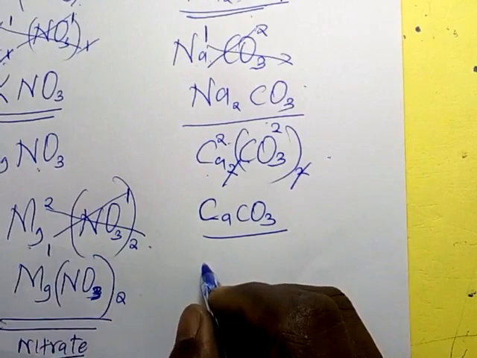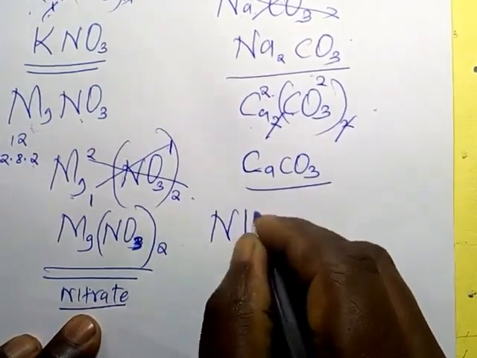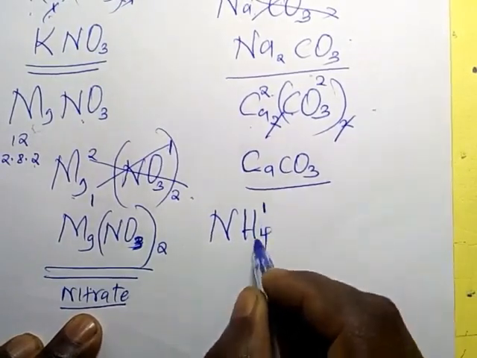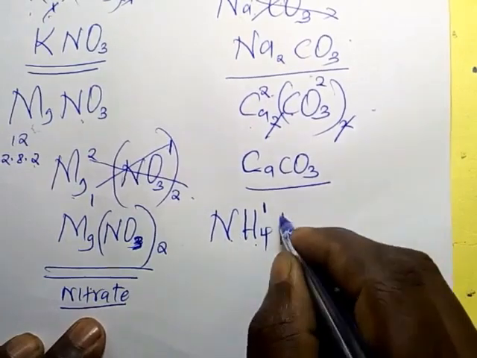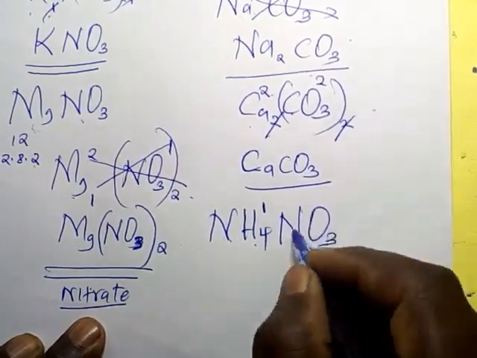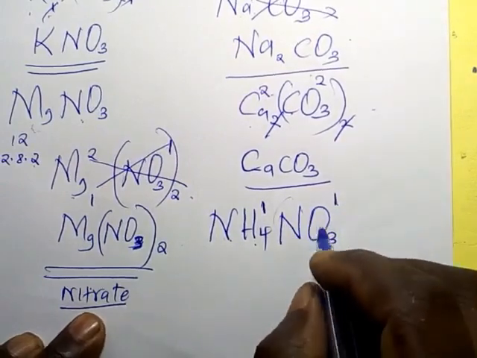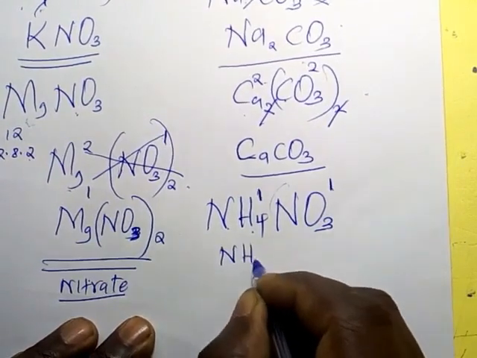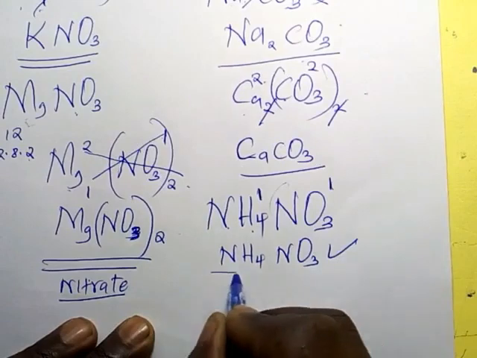The next one is the ammonium ion. Ammonium ion has a valence of 1. So if I want ammonium nitrate, we will have ammonium nitrate. This one has a valence of 1. Nitrate has a valence of 1. Therefore, the correct chemical formula for ammonium nitrate is just like this. Ammonium nitrate. And this is very correct for ammonium nitrate.